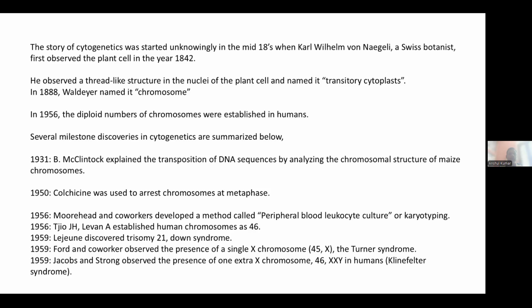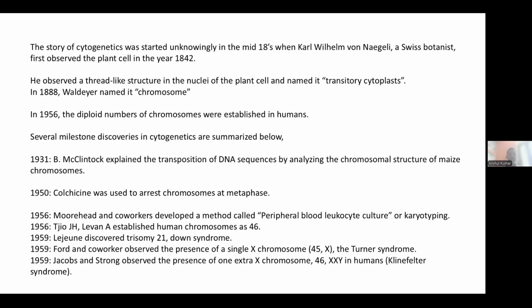In 1956, the diploid number of chromosomes was established in humans. Several milestone discoveries in standard cytogenetics are summarized below. In 1931, Barbara McClintock explained the transposition of DNA sequences by analyzing the chromosomal structures of maize chromosomes. Transposition, also known as jumping genes, is when some nucleotide sequences change their position from one place to another in a chromosomal structure. It was discovered in 1931 by Barbara McClintock.